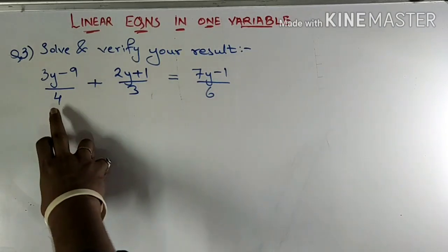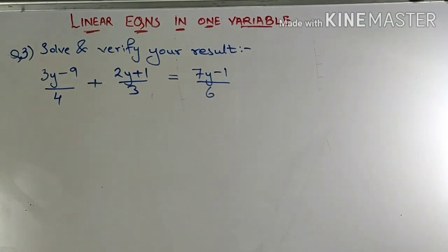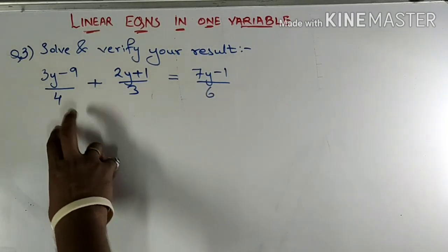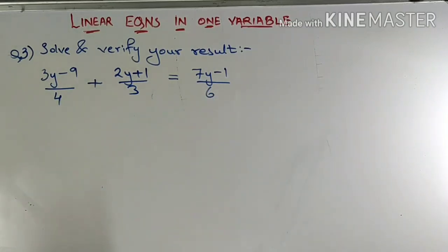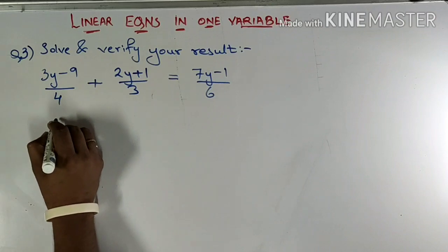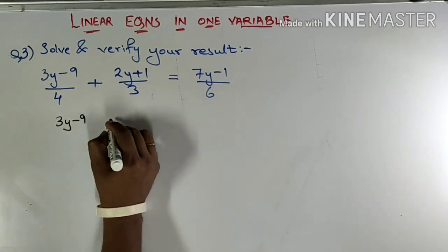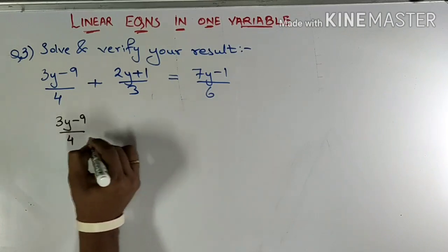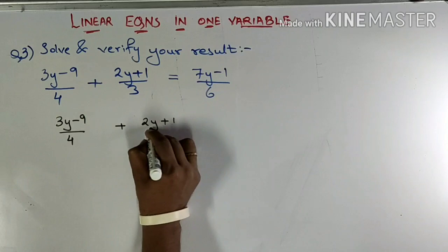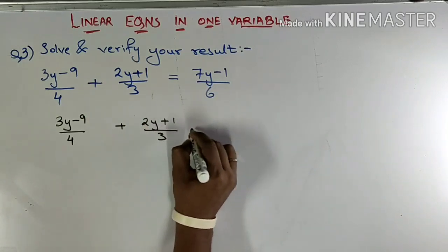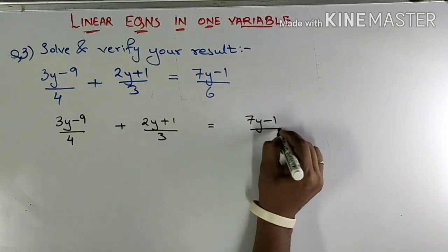So the LCM of 4, 3 and 6 will be 12. So 4 3s are 12, 3 4s are 12 and 6 2s are 12. So let's begin with our next task, that is (3y minus 9) upon 4 plus (2y plus 1) upon 3 is equal to (7y minus 1) upon 6.